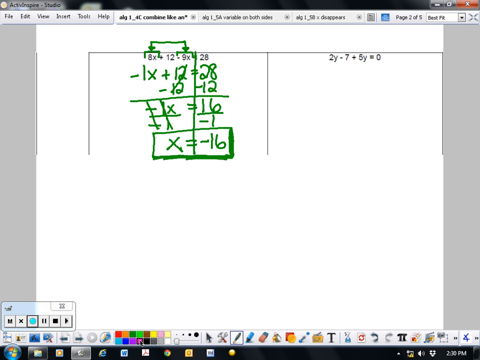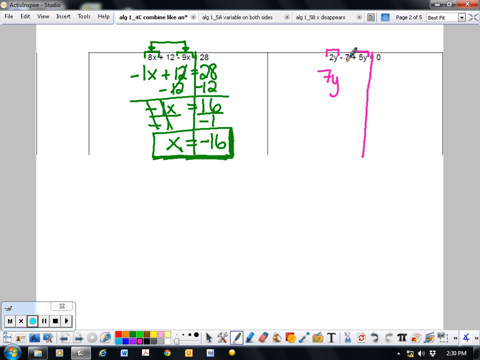Okay, for our next example, again, draw our line, indicate our two sides. That way we know we have too much on one side. And so I've got a 2y, and this is a positive 5y because I'm taking that sign in front of the 5. And so 2y plus 5y gives me 7y.